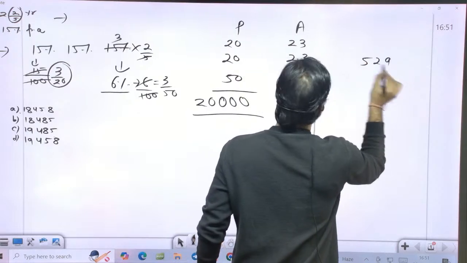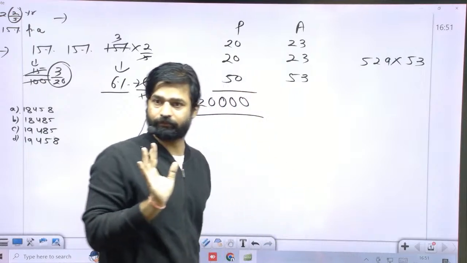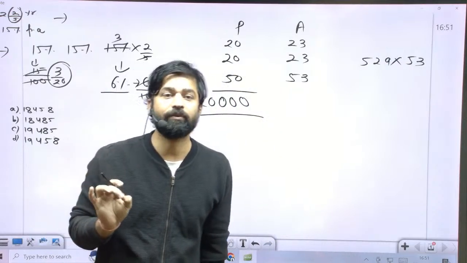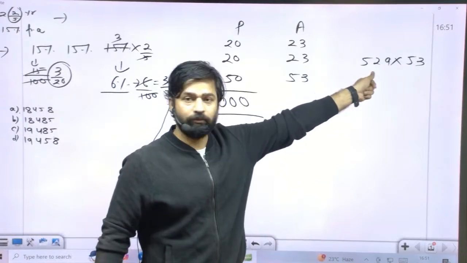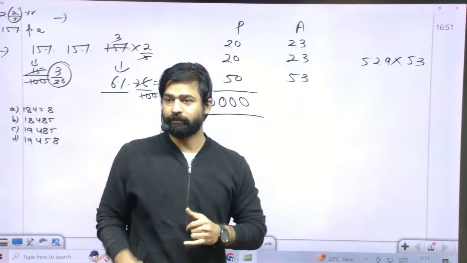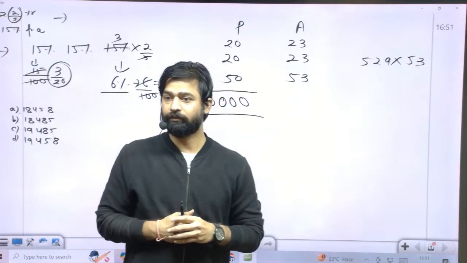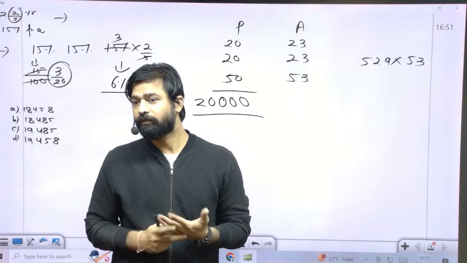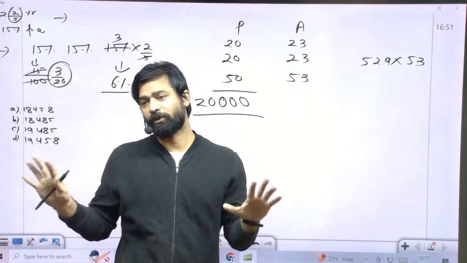So now we have to multiply this 529 into 53. We have to multiply this 529 with 53. If I increase that by 1, it is 530. So we can do the square of 53 and 53. There is a possibility. Why? Think out of the box if you want to clear the exam.